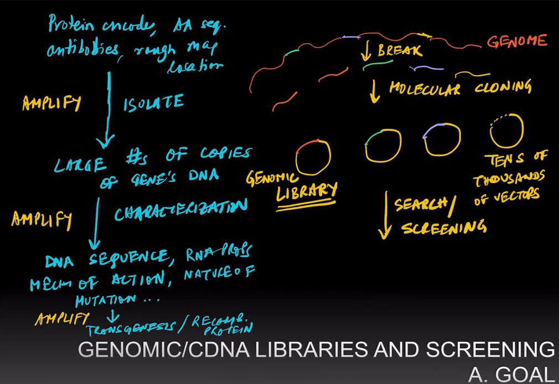which is basically you use the information such as the amino acid sequence or the antibodies against the protein that you have. You use that information to identify which of these plasmids among the tens of thousands of vectors in your library corresponds to the amino acid sequence that you have, or the protein whose antibodies you have.